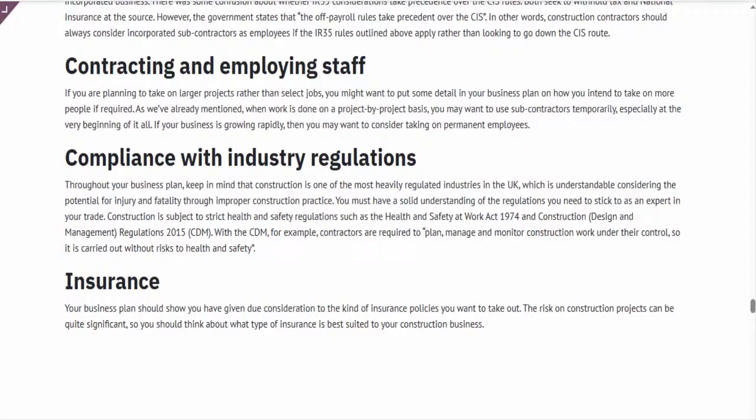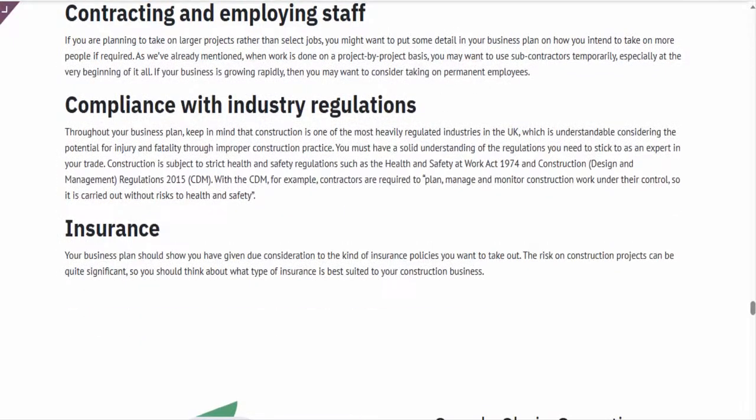Compliance with industry regulations. Throughout your business plan, keep in mind that construction is one of the most heavily regulated industries in the UK, which is understandable considering the potential for injury and fatality through improper construction practice. You must have a solid understanding of the regulations you need to stick to as an expert in your trade.